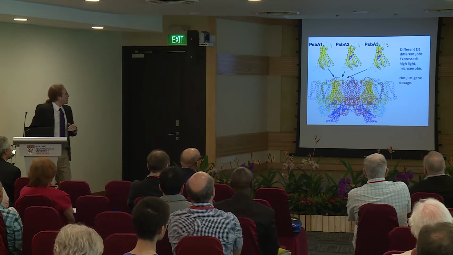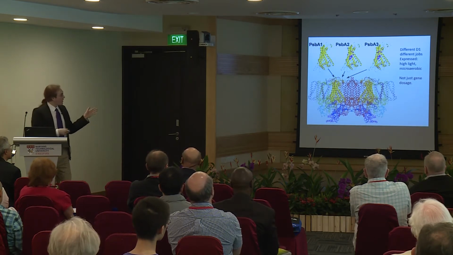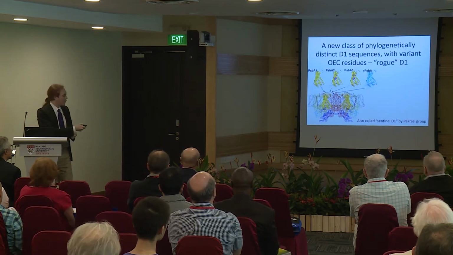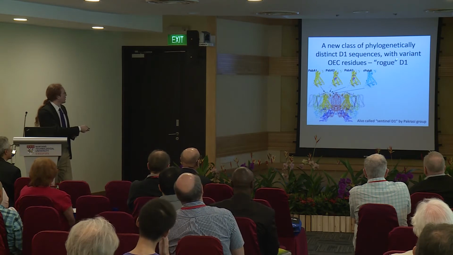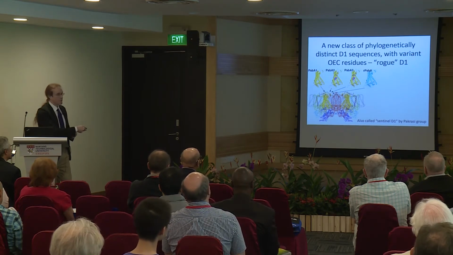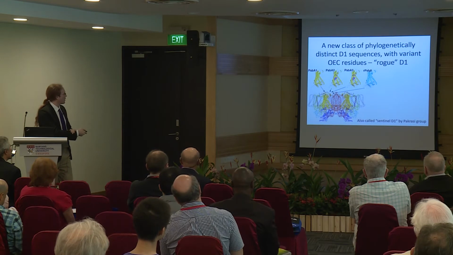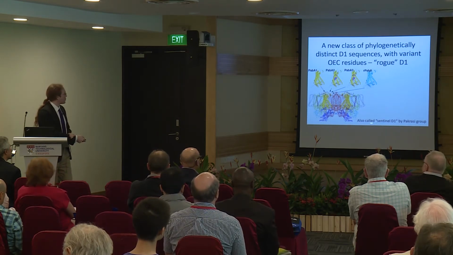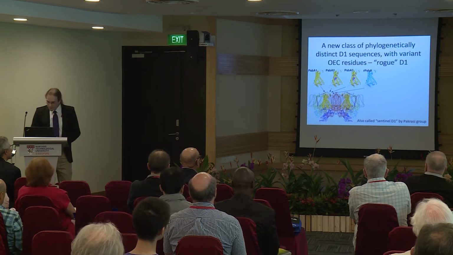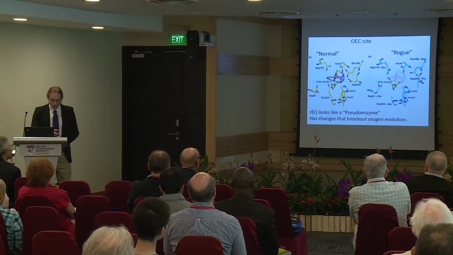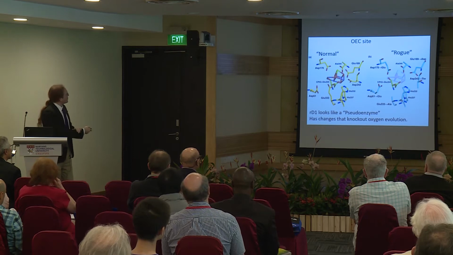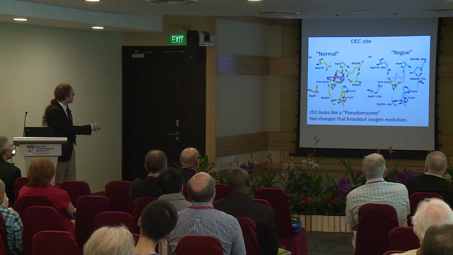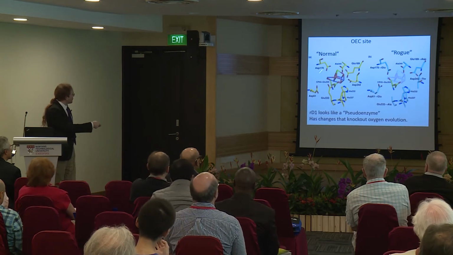So the upshot of the search for non-conserved OEC residues was yes, and they were all in a special class of D1, which I called rogue D1 because it looked as though it was doing the wrong thing. Other people in the literature have said they don't like that name, so the Picorel group call it Sentinel D1. And how they look, well, we don't know, there is no structure, but this is the normal photosystem 2 with the OEC and the conserved residues around it.